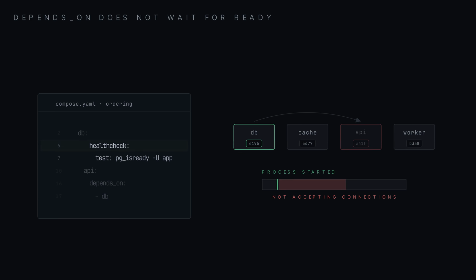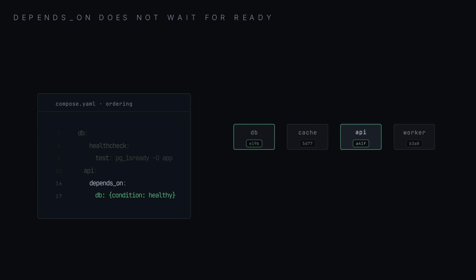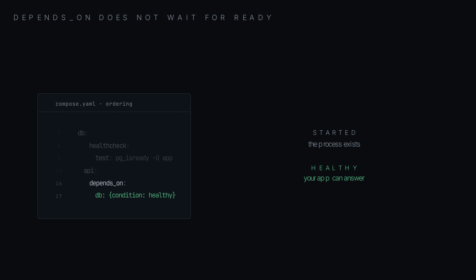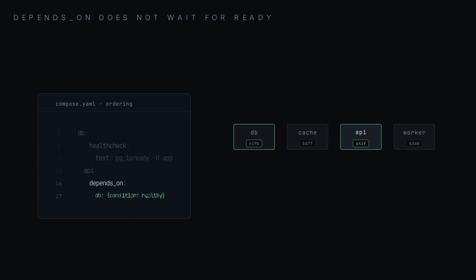What is missing is a definition of ready, and a health check is how you write one down. It runs a command inside the container on an interval, and the container is healthy once that command succeeds. Then depends on can ask for condition service healthy, and Compose genuinely waits. Started is a fact about a process. Healthy is a fact about your application.